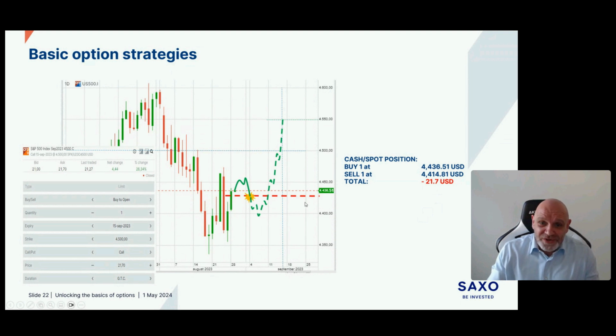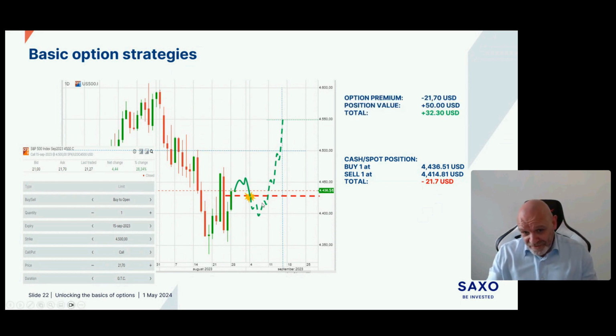With an option, if the expiry date is far enough in the future, it doesn't matter if it goes below that price or it stays above or it goes deeper and deeper. If the price of the underlying eventually goes up, you still have your right to buy the underlying at a predetermined price.